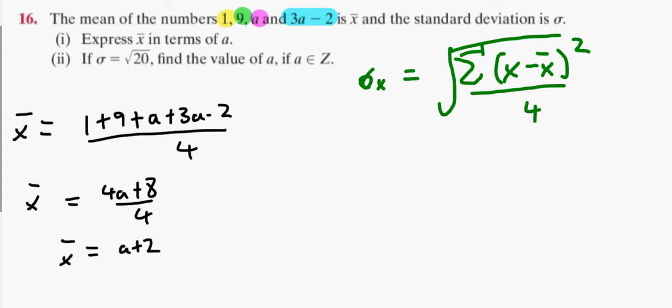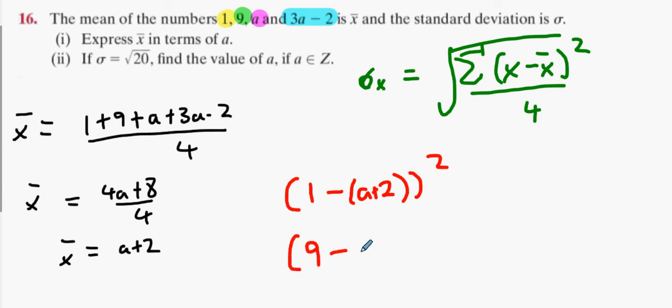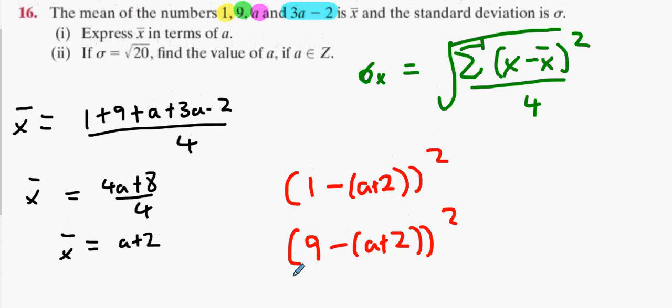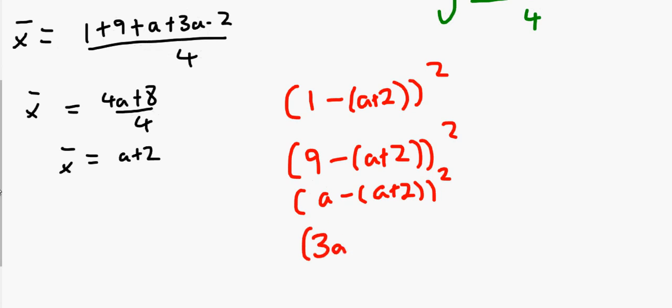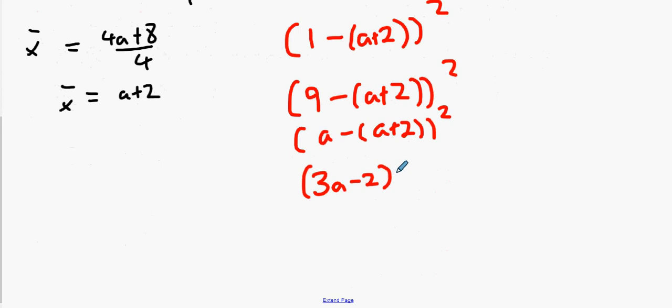Now, what we're going to do next is the following. 1 take away what? A plus 2. Square the answer. Next one. 9 take away a plus 2. And what about the next one? 3a minus 2. You're almost better to do a table format like we're doing here. Just separate it all out. Don't try and do it all in one big line. Otherwise you're doomed.